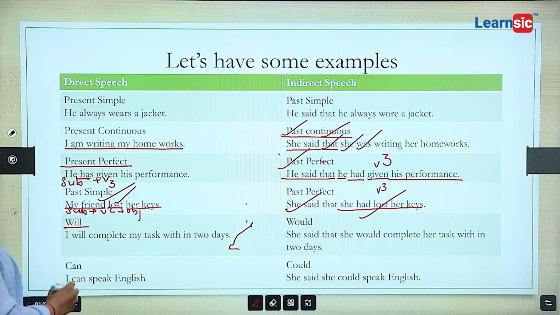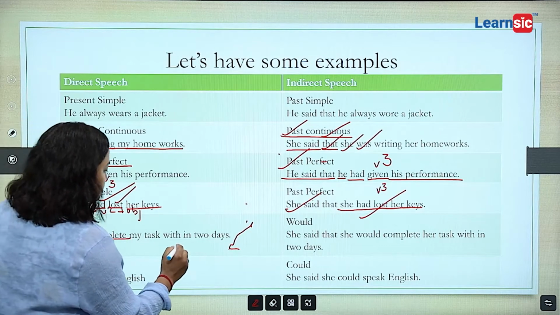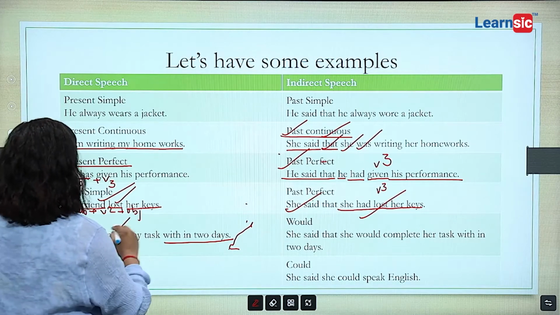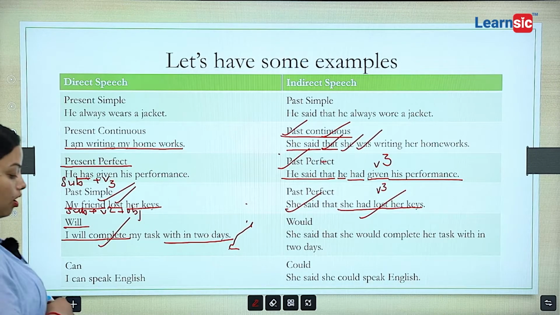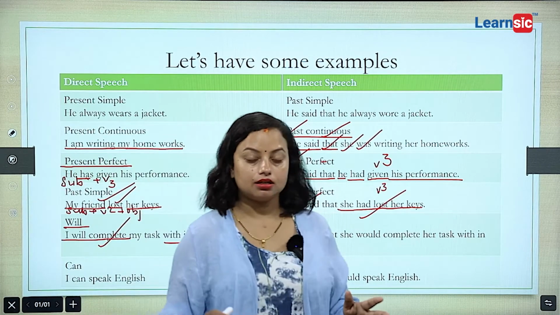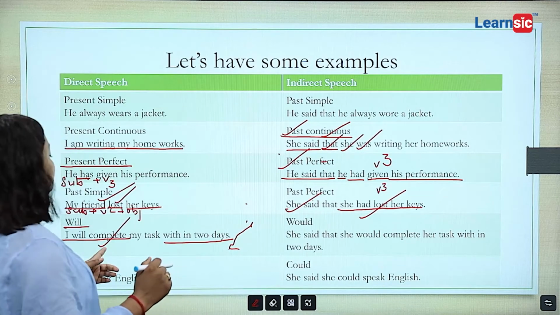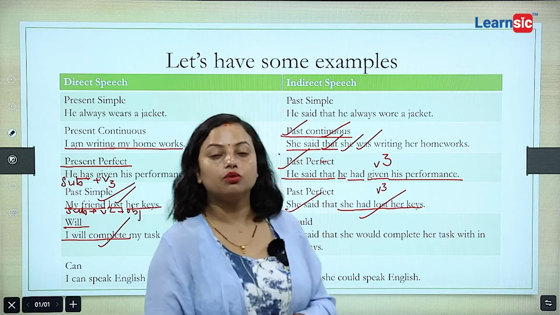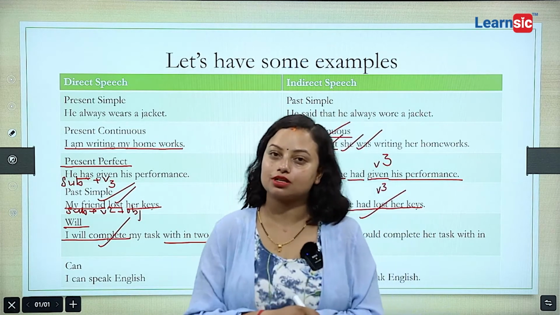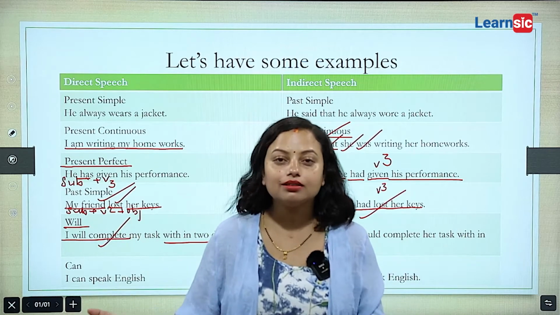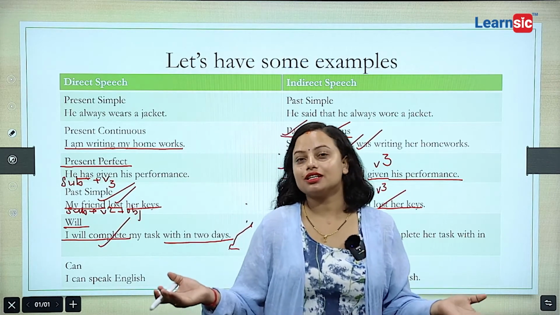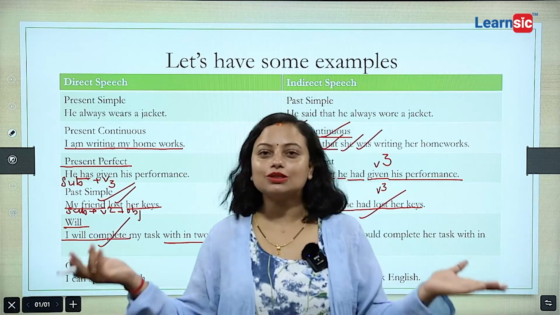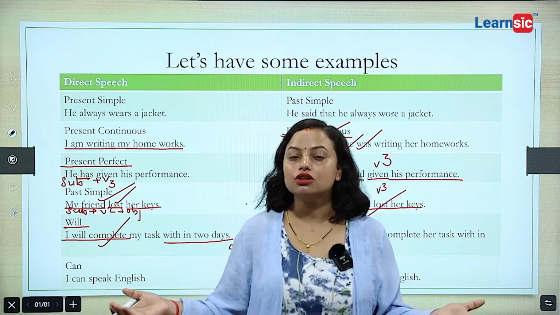Well, in case of will, I will complete my task within 2 days. Somebody is telling us, I will complete my task within 2 days. I said earlier that if modal verbs appear, we have to change our modal verbs. If there is will, then we have to make it would. If there is may, then we have to make it might. If there is shall, no doubt we have to change it into should.